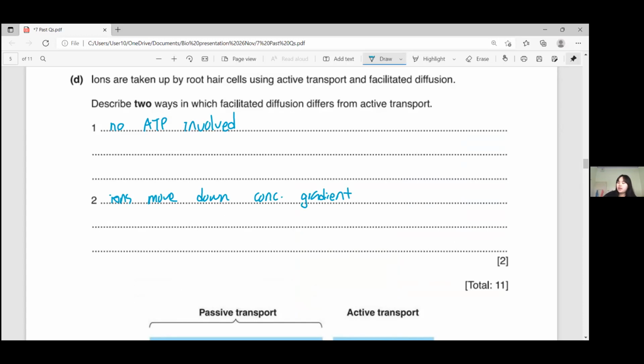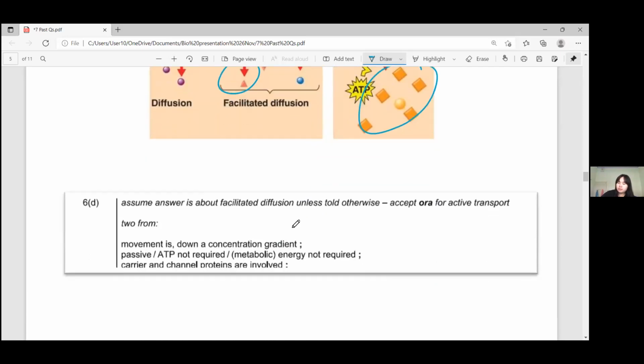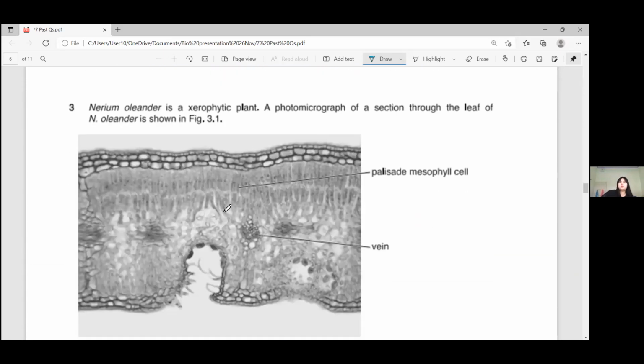Because as we can see here, active transport is against the concentration gradient, and for passive transport, it is moving from high to low concentration. Here is low to the high one. Okay, so here is the answer scheme, and we move on to the next question.